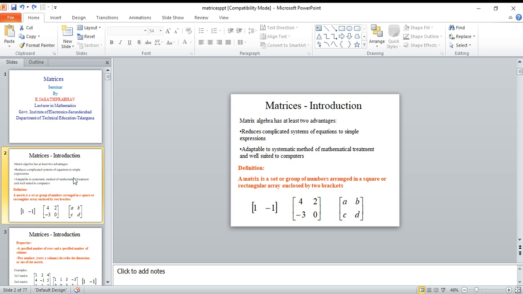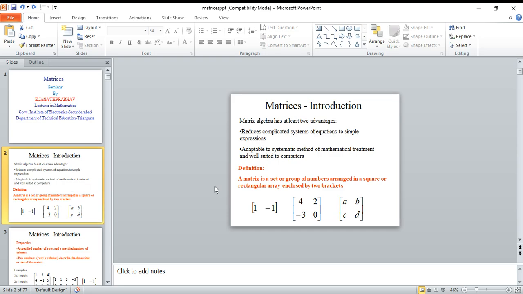Definition of matrices. A matrix is a set or group of numbers arranged in a square or rectangular array enclosed by two brackets. One more time. Definition of matrix: a matrix is a set or group of numbers, arranged in a square or rectangular array, enclosed by two brackets.